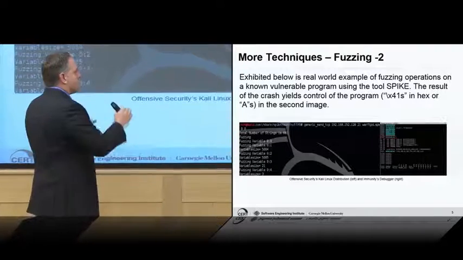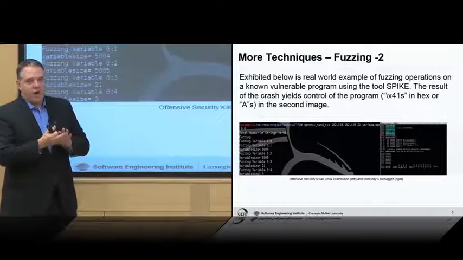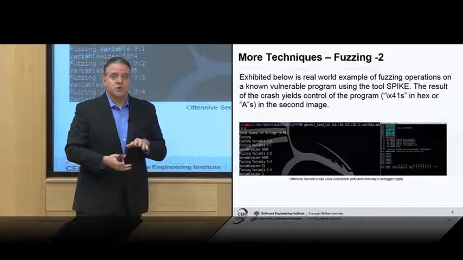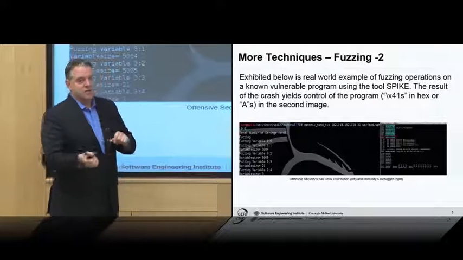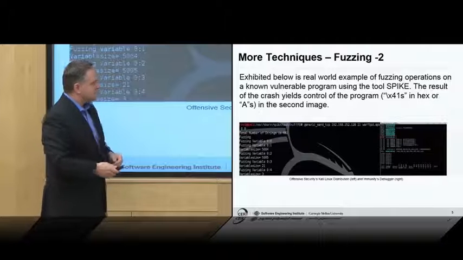But by providing an automated fuzzer like Spike, you can craft all of those inputs and even have the program generate random inputs for you, and just throw it at the program, let it run overnight, and see what it does.